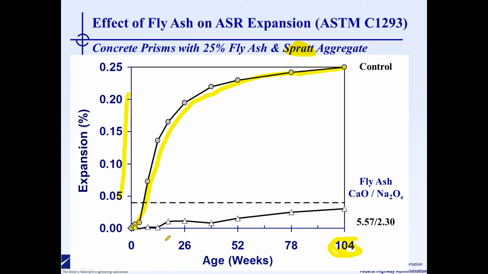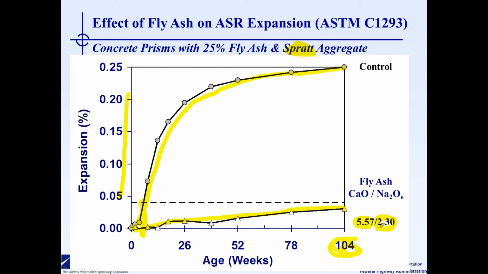And we can see we get very rapid expansion with this aggregate, and we're seeing damage in a matter of 1 to 2 months. We're passing the limit after 1 to 2 months. If we now substitute 25% of the cement with a low calcium fly ash, we can see that we're very effective in controlling expansion, and we actually pass the 2-year limit commonly used at 0.04%.